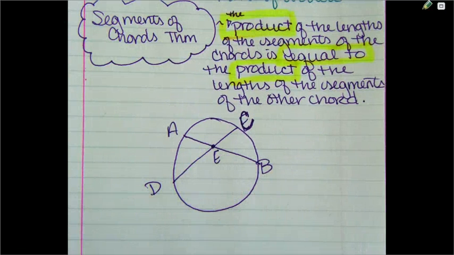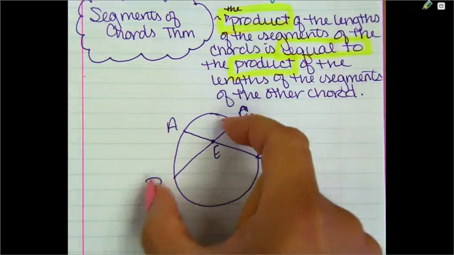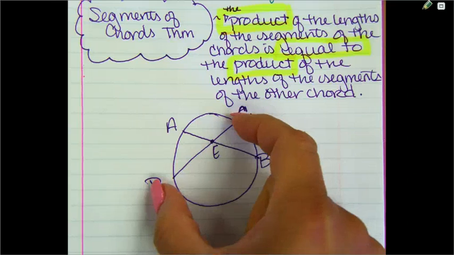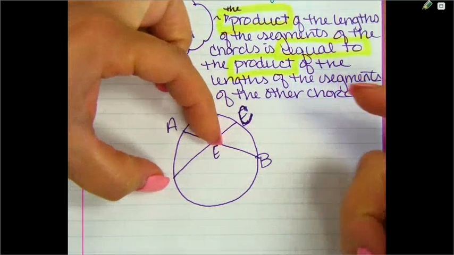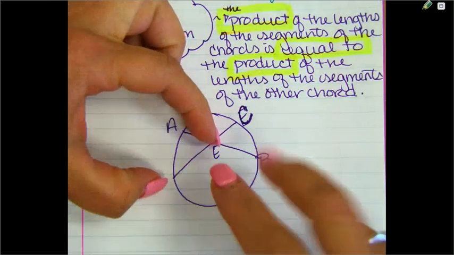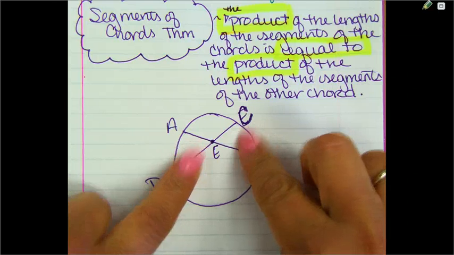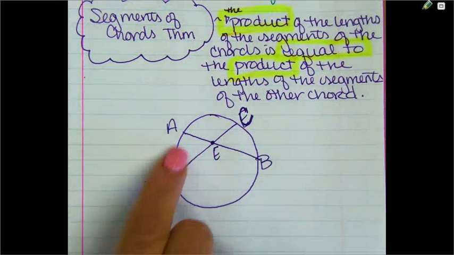Make sense? Okay. It says the segments of the chords: this chord is broken up into segments. One segment is E to D. True statement? Yeah, that's a segment. As long as it has two endpoints, it's a segment. And then the other one is E to C. Does that make sense? So that's what segments of the chord mean. So then we have the other one.